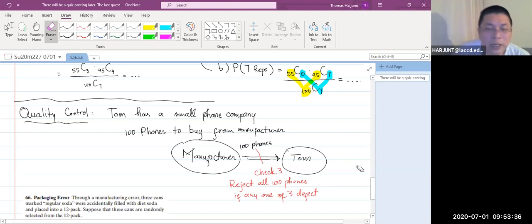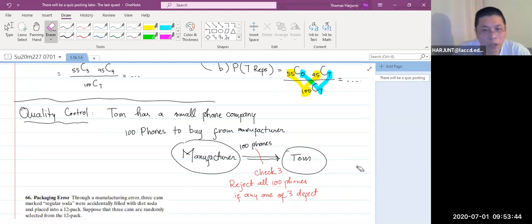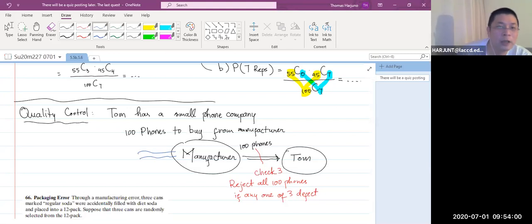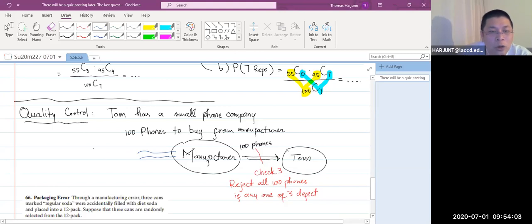Okay, let's say that's the scenario. So I will buy 100 phones from the manufacturer. I will check 3. And I will reject the whole batch, all 100 phones, if any one of these 3 is defective. Now, the manufacturer happens to be somebody really good in statistics. Let's call that Thomas Teacher. And he knows of these 100 phones, 2 of them are actually defective, 98 good.